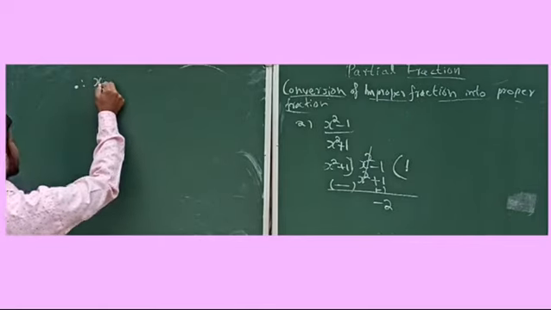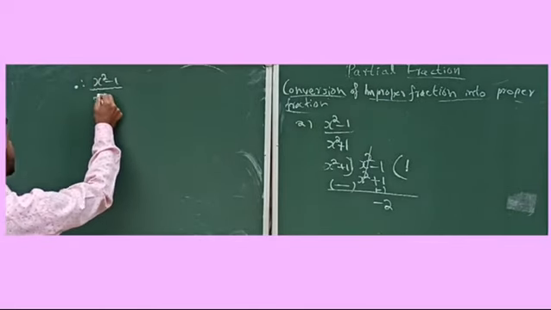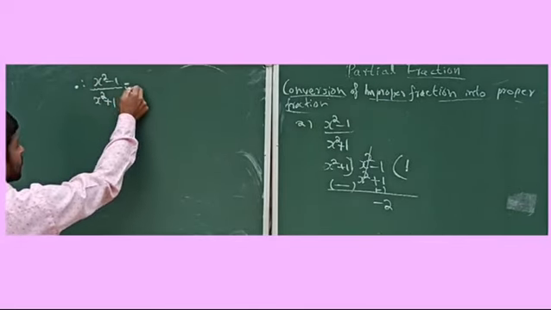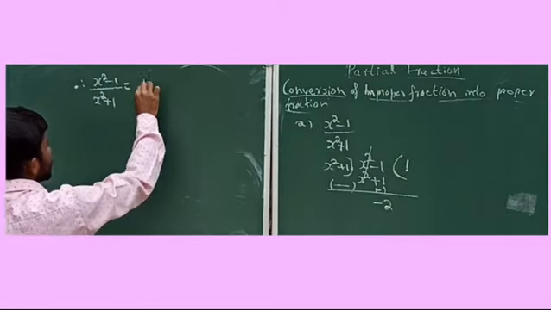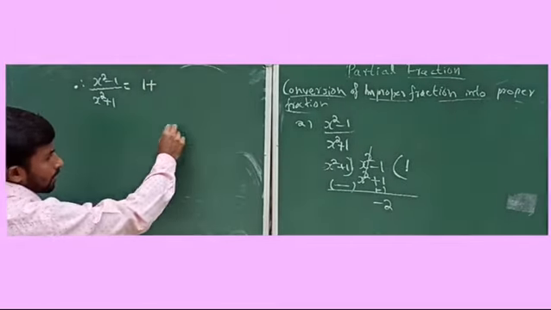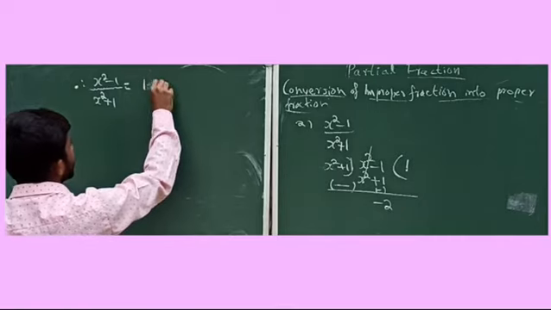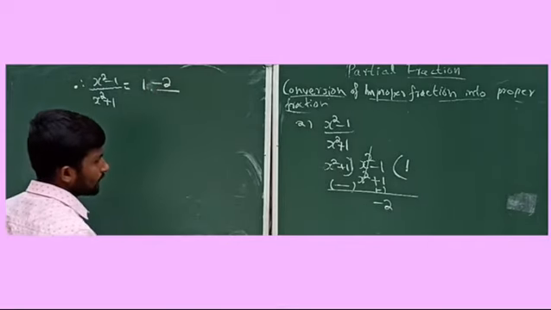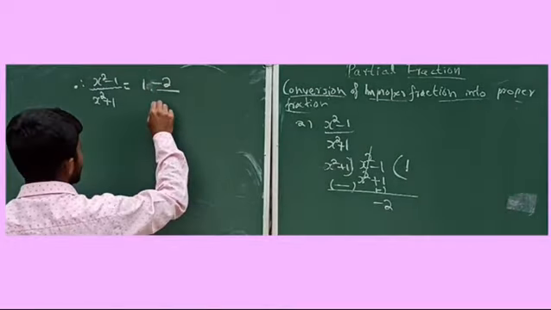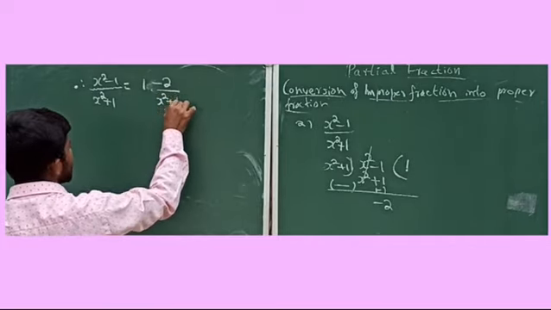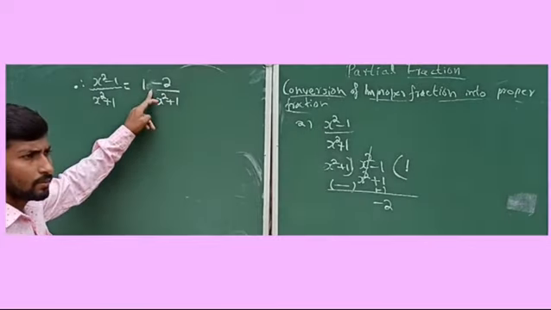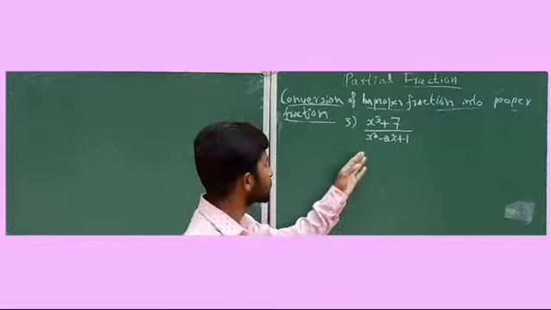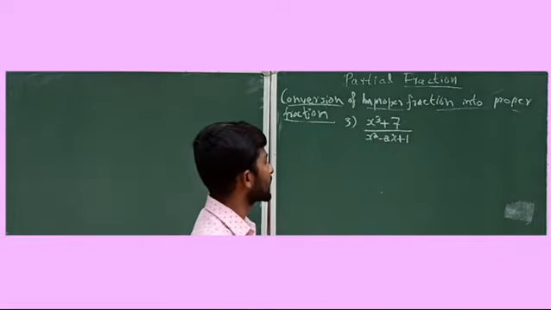Therefore, x square minus 1 divided by x square plus 1 is equal to the quotient. What is the quotient? 1 plus the remainder, so here minus 2 divided by the divisor. The divisor is x square plus 1. Okay. Now this is in proper fraction. See the next problem. x cube plus 7 divided by x square minus 2x plus 1.